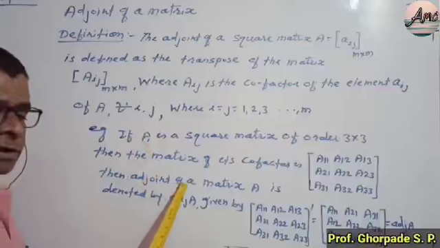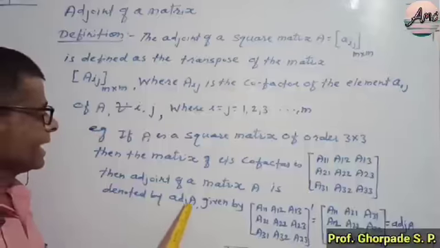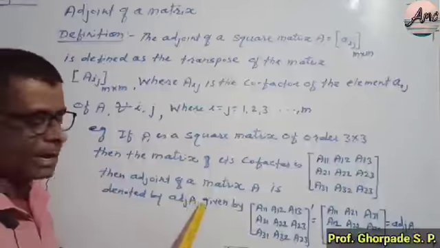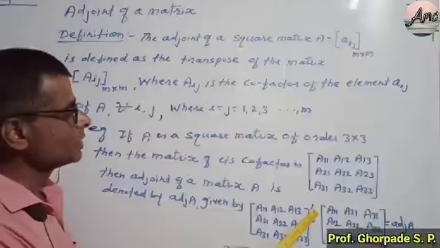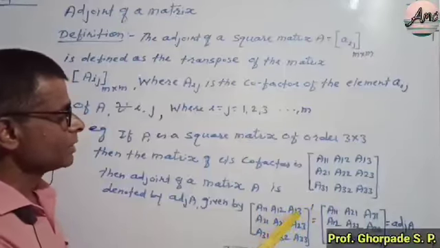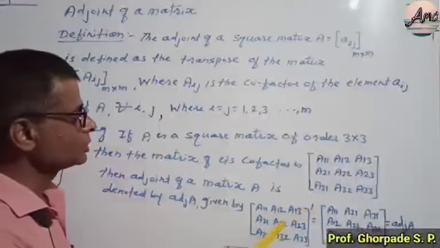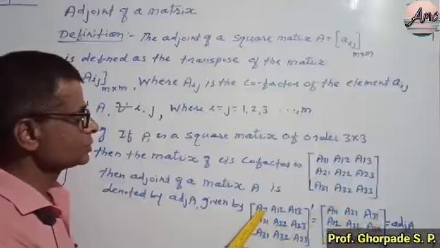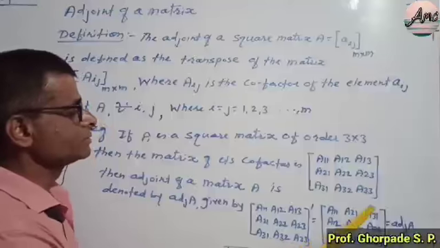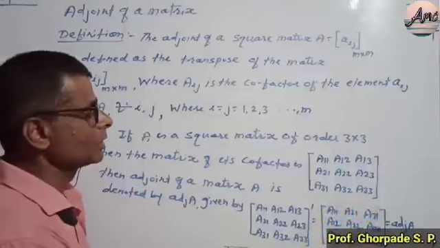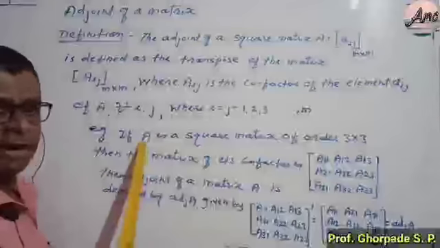Then the adjoint of a matrix A is denoted by what? adj A, given by the transpose of the matrix consisting of what? The cofactors. That is equal to, when you take the transpose, the rows become what? Columns. So the first row becomes the first column, the second row becomes the second column, the third row becomes the third column. This is nothing but what? The adjoint of the square matrix A.